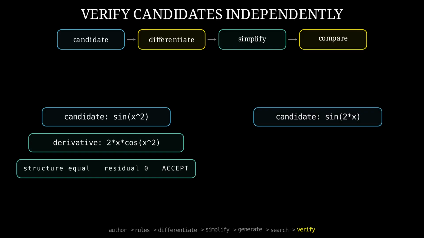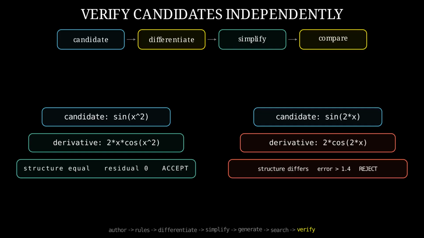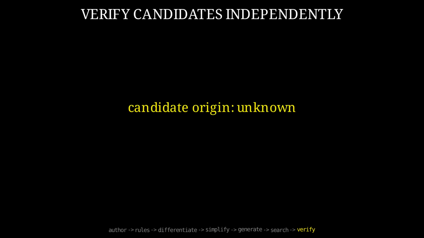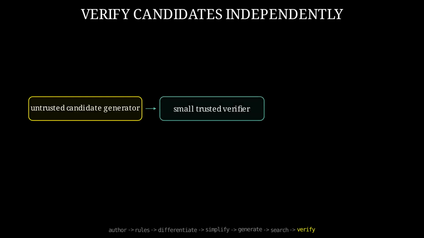Candidate 2 is sine of 2x. Its derivative is 2 times cosine of 2x. The structures differ, the numerical probes disagree, and the verifier rejects it. Checking does not tell us how candidate 1 was found. That is a feature. A generator can be heuristic, incomplete, or adventurous, while the verifier stays small and trusted.